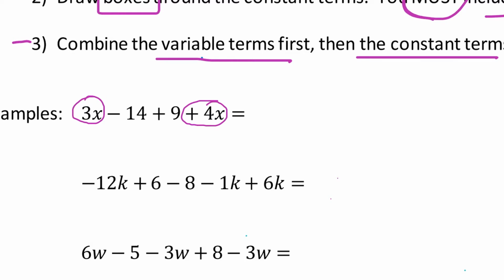You're going to put a box around your constants. 14 is a constant, and we're going to put the minus in the box with it. 9 is a constant. We're going to put the plus in the box with it. The sign that goes with the number is always the one in front of the number, okay? So, for example, you wouldn't circle 14 plus, because if you're going to write positive 14, you write it with the plus in the front, okay?